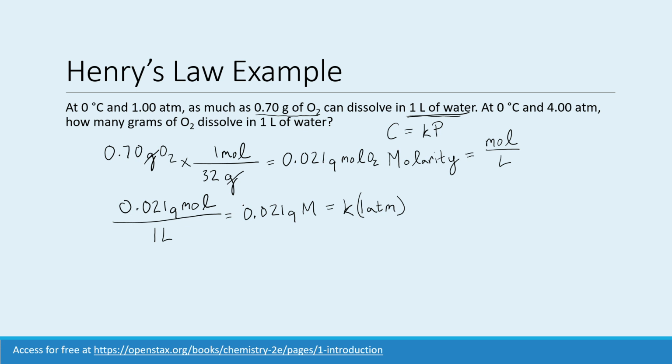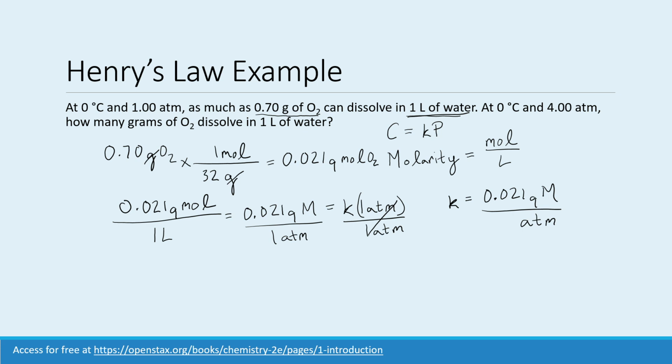Okay, so if we have that molarity value equals K times 1 atmosphere, we can simply solve for K by dividing by 1 atmosphere on both sides. Right, and so that becomes simple. K must be equal to 0.0219 molarity per 1 atmosphere. Okay, and you'll find that K values are in molarity per atmosphere.